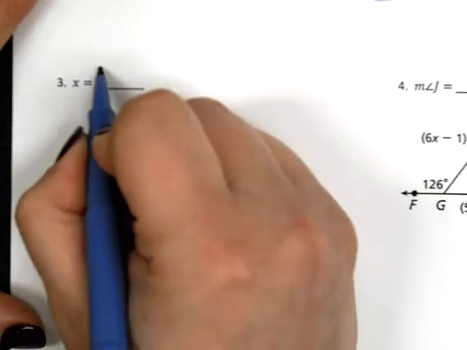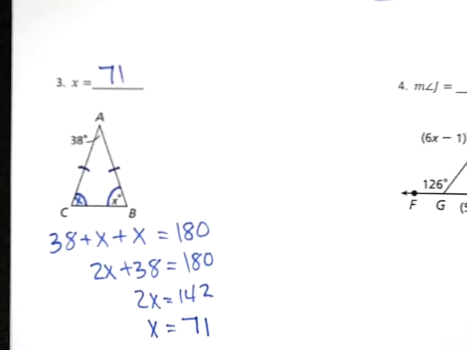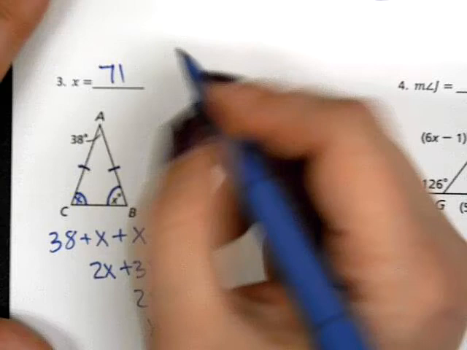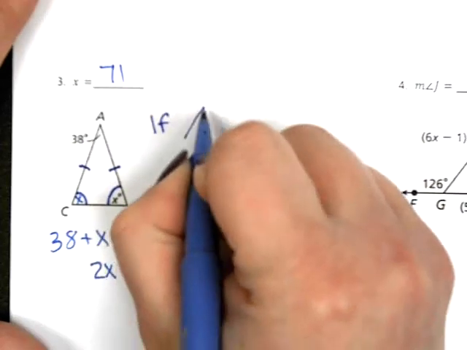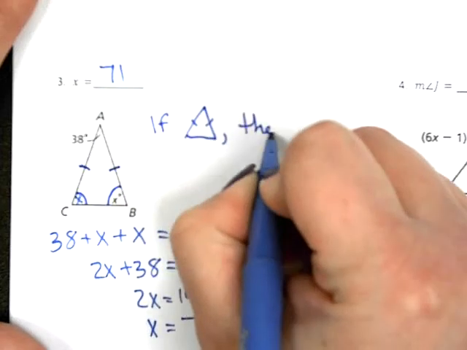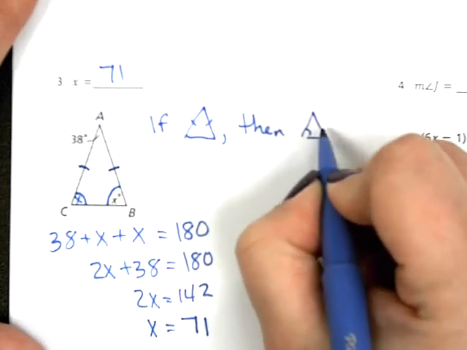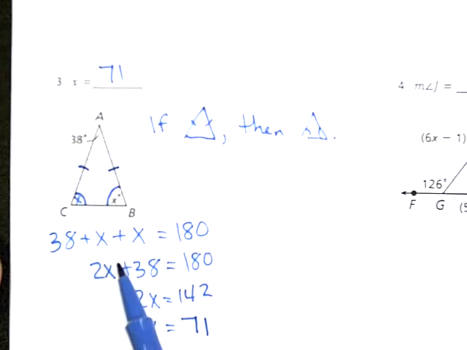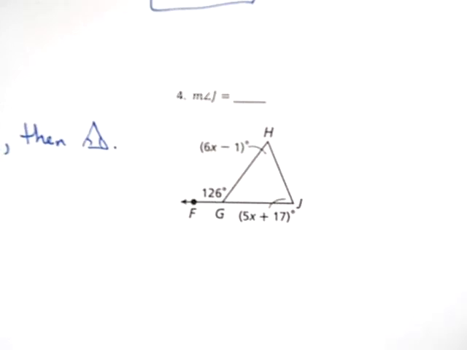Okay, so there's our x right there. And this was because we started out with these two congruent sides, right? Which gave us that the angles across from them were also congruent. And then we were able to add them together and get to 180 degrees. Cool? All right, question 4.